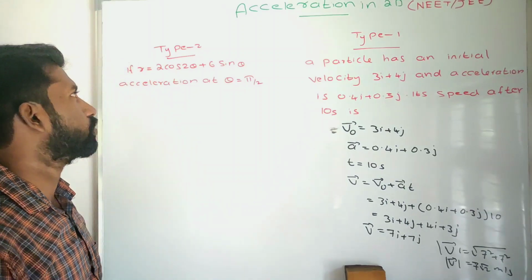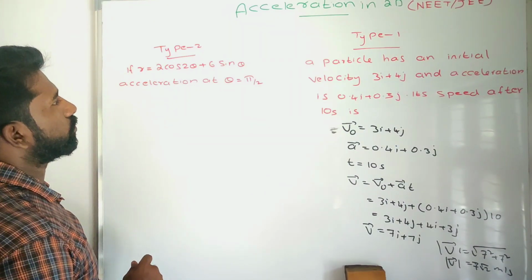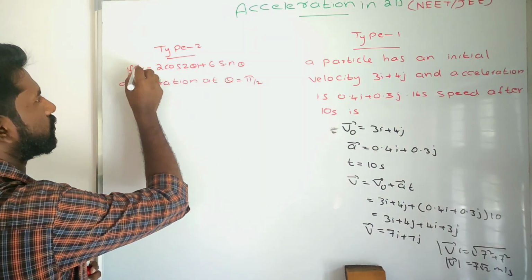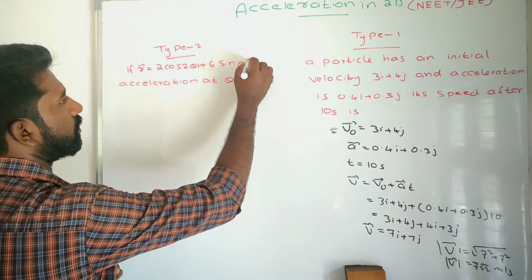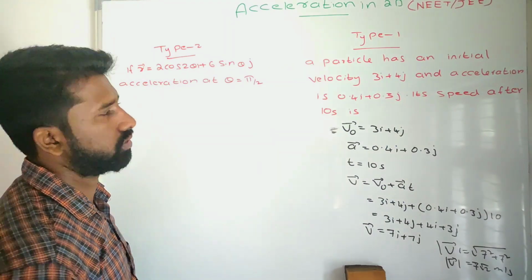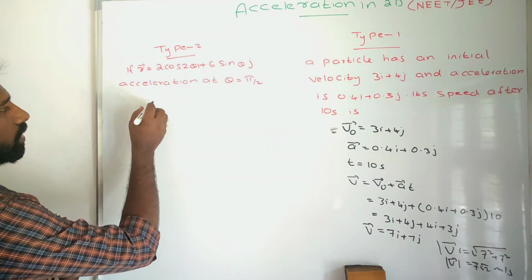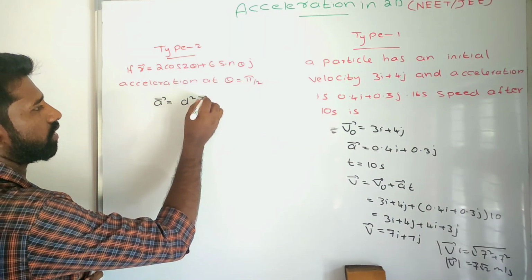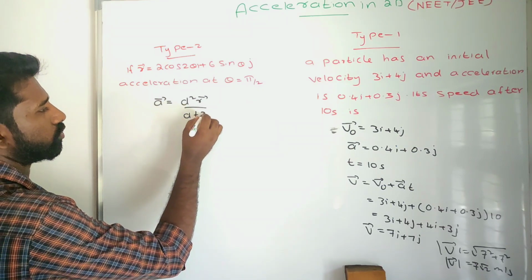Now we will see type 2. If r is equal to 2 cos 2 theta i plus 6 sin theta j, the acceleration at theta equal to pi by 2 is? We know that the acceleration is equal to d square r divided by dt square.